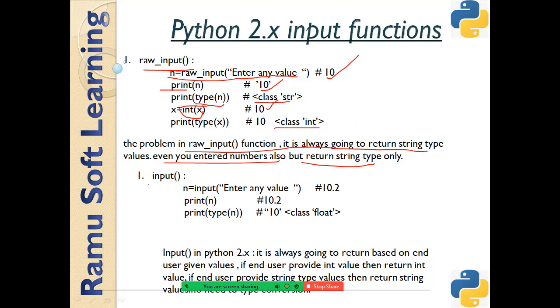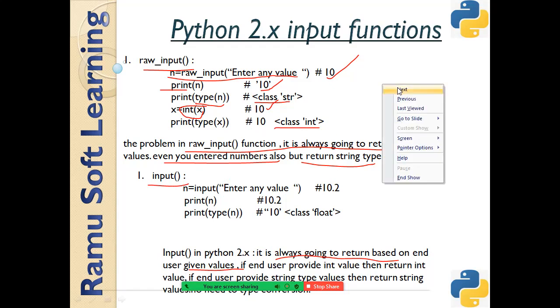The next one in Python 2.x is the input function. This input function always returns a value based on what the end user gives. Suppose you provide an int value, then it returns an int value. If you provide a float value, then the input function returns a float value. So this is Python 2.x.